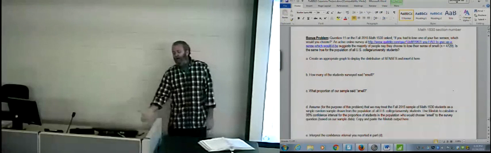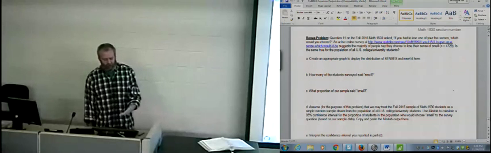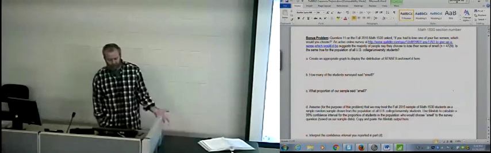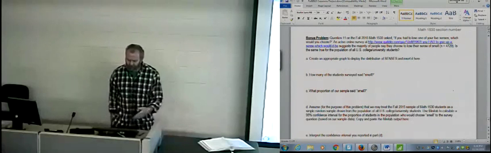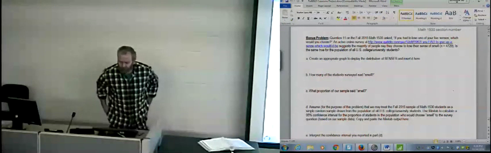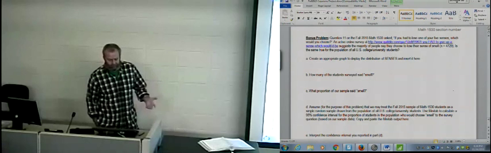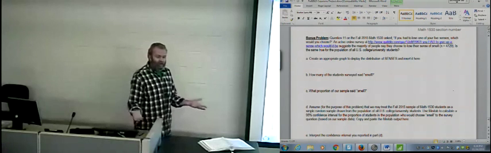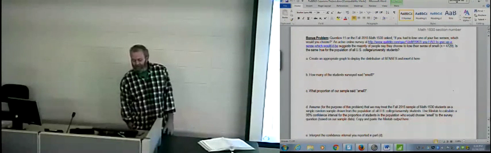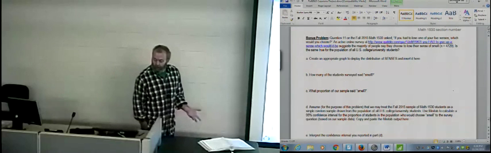All right? So let's go back to this bonus problem. It says, question 11 on the fall 2015 Math 1530 asked, if you had to lose one of your senses, which would you choose? An active online survey website suggests that the majority of people say they choose to lose their sense of smell. The sample size was 4,729, and a majority means more than 50%, right? Is the same true for the population of all U.S. college and university students? It says, create an appropriate graph to display the distribution of senses and insert it here.